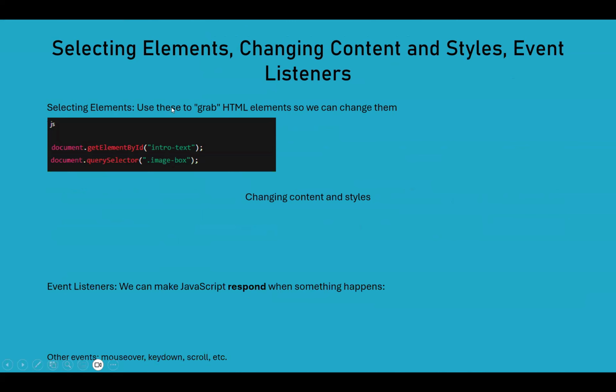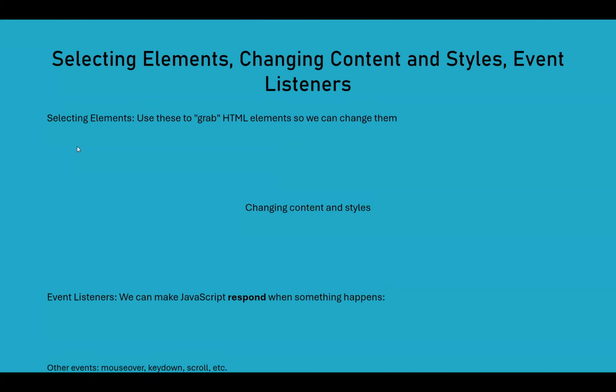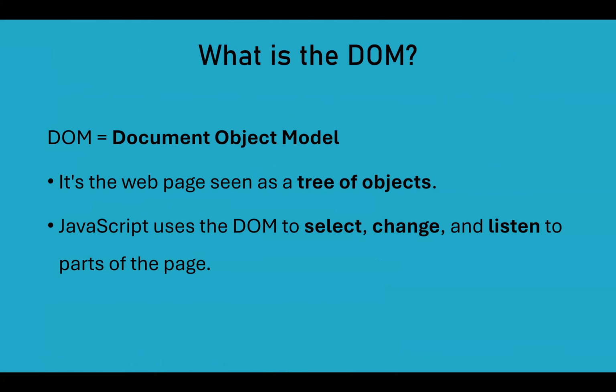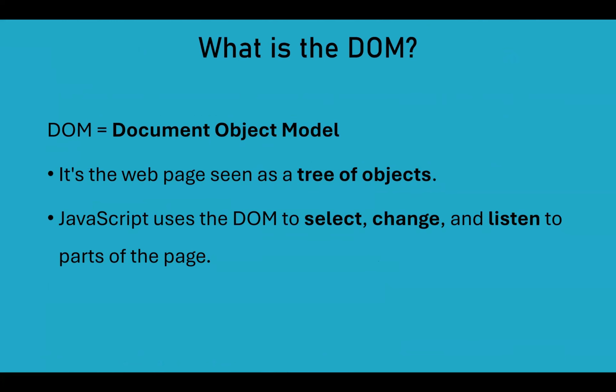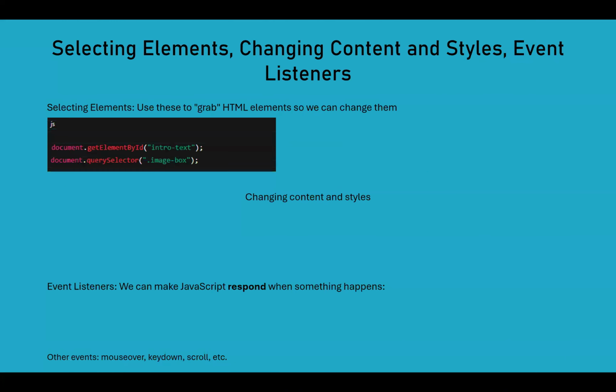So for selecting elements, you can use this example to grab HTML elements and change them. There's a functionality called get elements by ID. It's an inbuilt JavaScript functionality. So remember what we said here. JavaScript sees the web page as a tree of objects. The DOM means document object model. So everything is like a document on the page in a tree format, right?